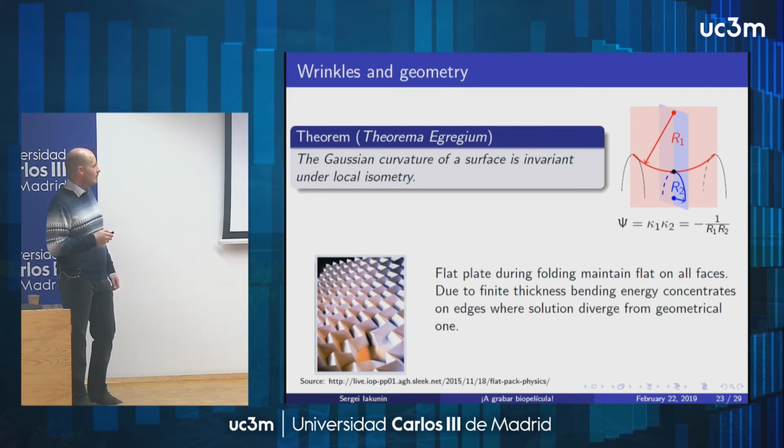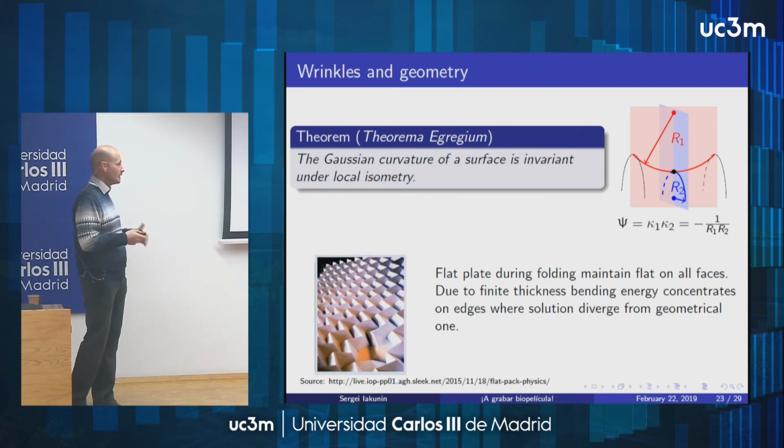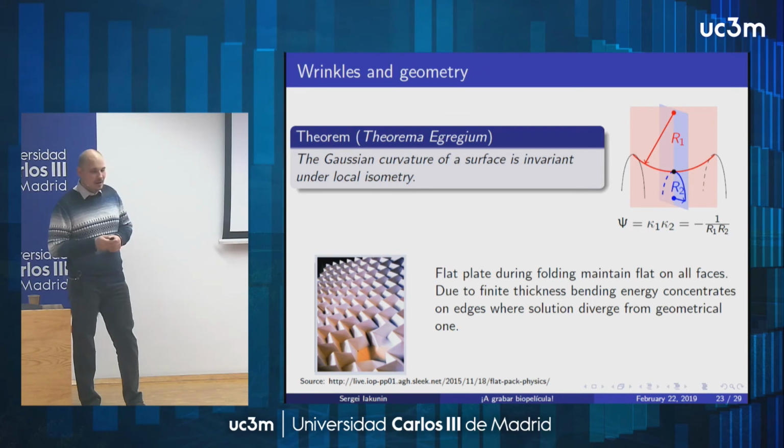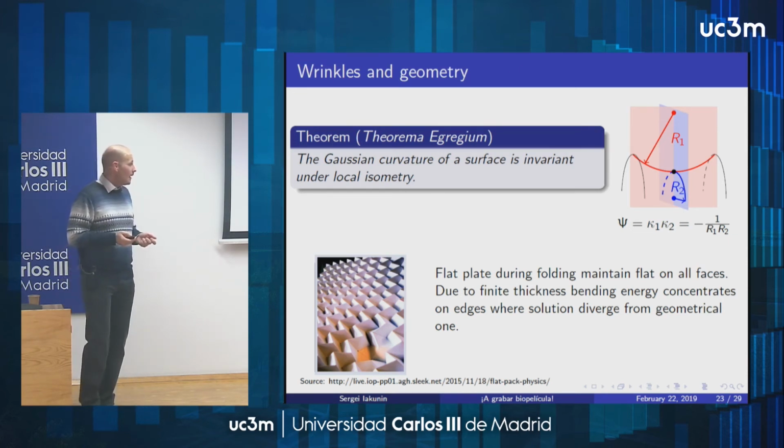Basically, it can be described by Gauss's Theorema Egregium, which says that the Gaussian curvature of a surface is invariant under local isometry. Curvature is a multiplication of two principal curvatures, which are inverse to radius. And for a flat film, for a sheet of paper, for example, it means that if we have an initially flat surface and we transform it without stretching or compressing, so under local isometry, its curvature will be 0 everywhere.